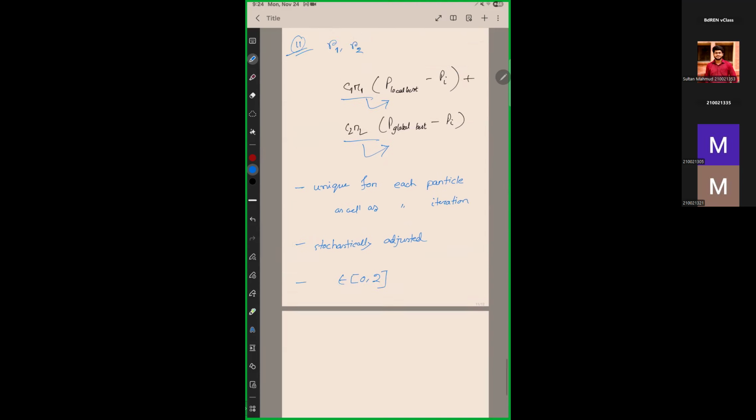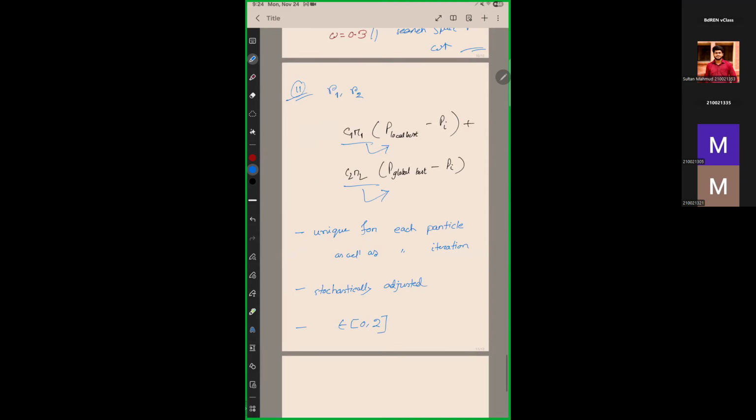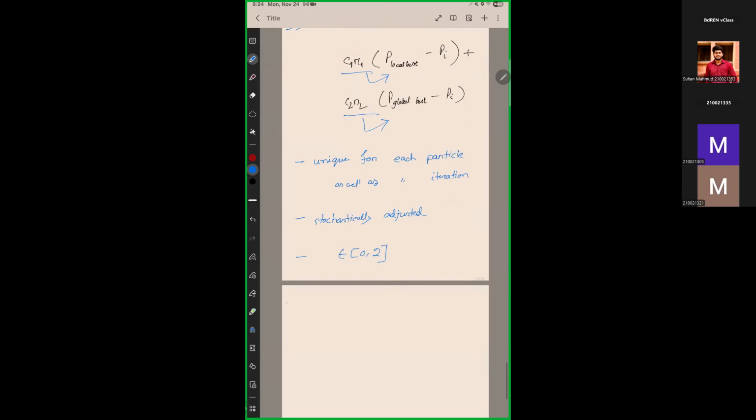Now, what does that mean? You see, these values, this proportional constant, are unique. That means they are different. Not unique, actually different for different particles. And you change this value randomly in each iteration and for each particle. So why do we do that? Based on the updated environment, we change that so it can adjust properly.